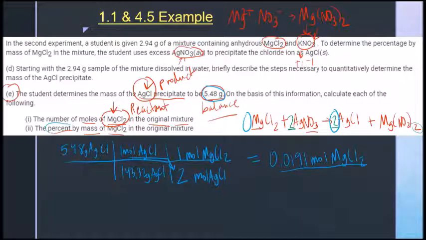I need to do percent by mass of my magnesium chloride. So this would be the answer to part 1 of E. For part 2 of E, what do I need to do with this value that I calculated here? Because I need to do a percent by mass. Convert it to mass, exactly right.